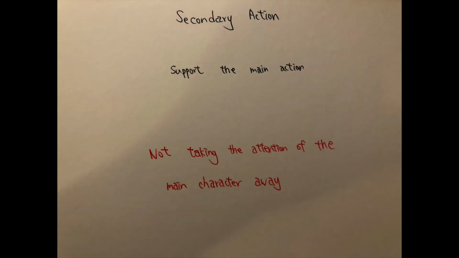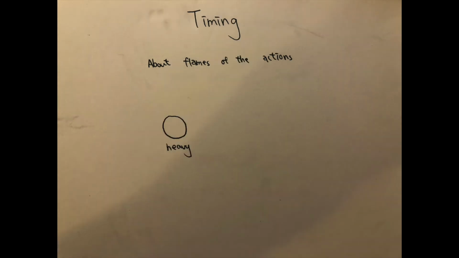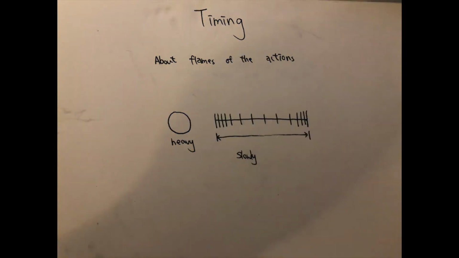Secondary action is the principle that supports the main action, on the condition of not taking attention away from the main action. We can always see this principle of secondary action, for example, in walking. The timing principle is about the frames of the action. It always follows the laws of physics. For example, if the object is heavy, the frames of its action will be longer as it always moves slowly.